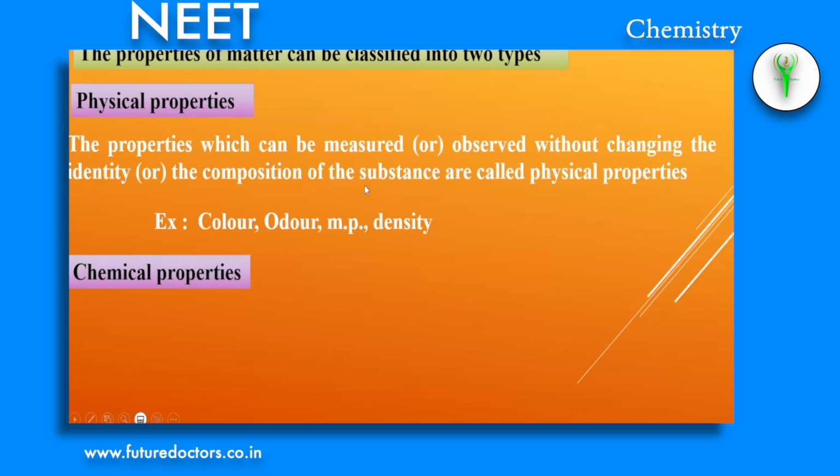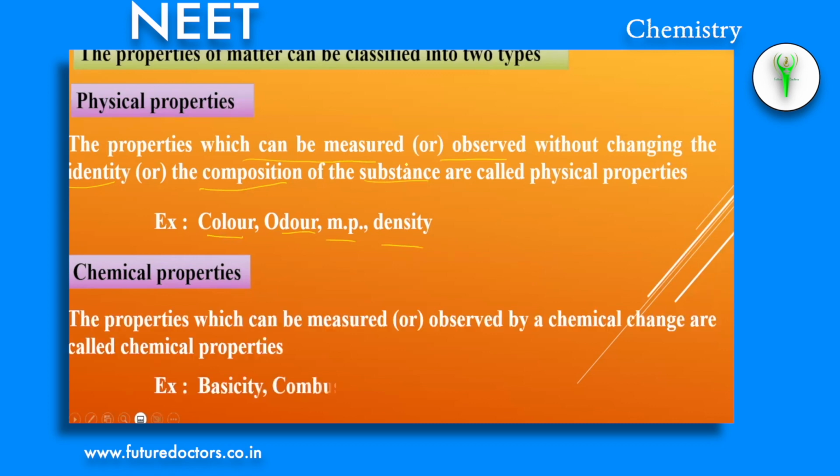of the substance. The properties which can be measured or observed without changing the composition or the identity of the substance are called physical properties. Examples are color, odor, melting point, density. All these can be measured without changing the composition of the original substance.